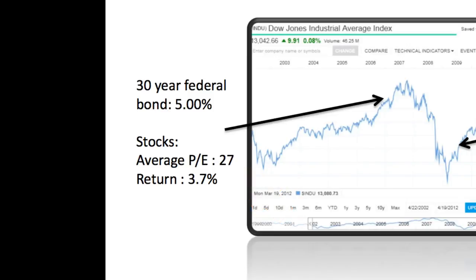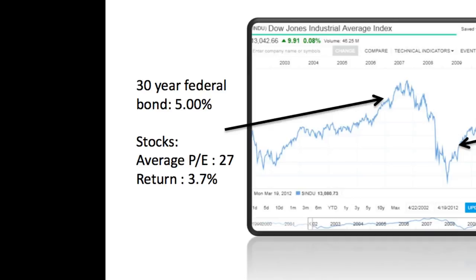So as you remember, if we take the reciprocal of our price to earnings ratio, that gives us a pretty generic and rough estimate of what our return will be. Taking the reciprocal, which just means 1 divided by that price to earnings ratio, so 1 divided by 27, our return is 3.7%.